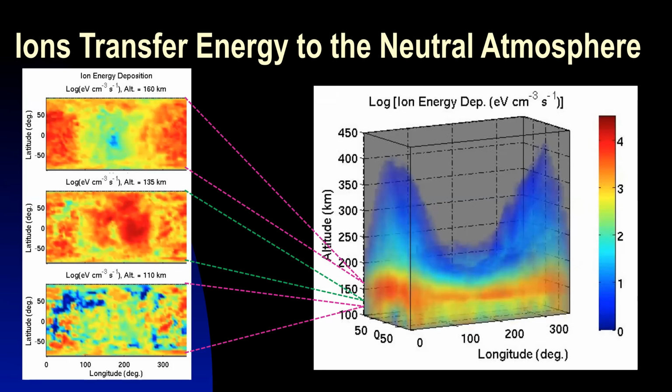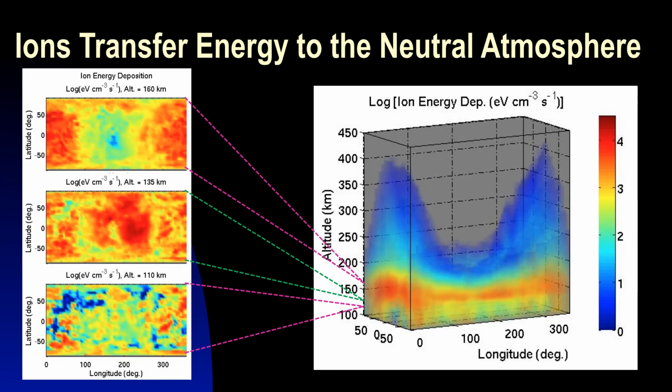And on the right, you see a volumetric rendering of the energy deposition around Venus. Noon is at 0 and 360. We see on the day side, there's a lot of energy being transferred at higher altitudes. On the night side, it's below 200 kilometers altitude. On the left, we see slices at various altitudes through this volume rendering. And again, at 160, most of the energy is deposited on the day side.